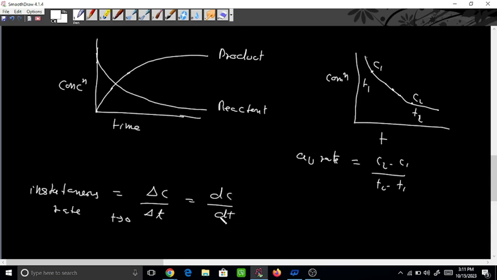I didn't understand that part. Why did we say t tends to 0? Why did we say t tends to 0?